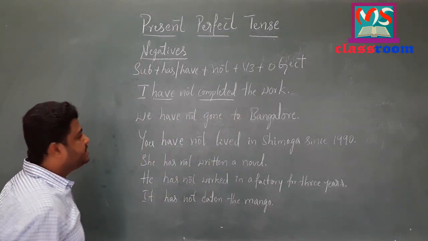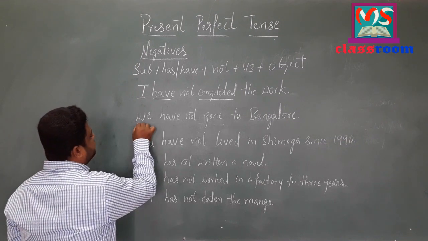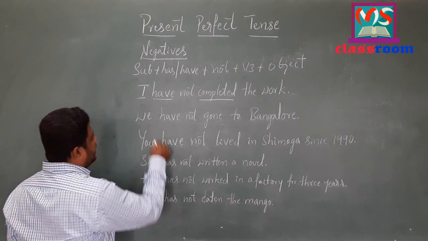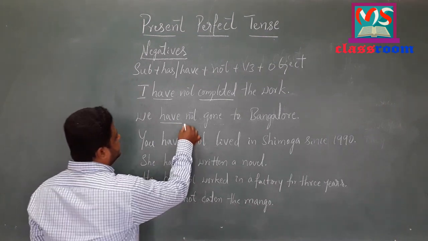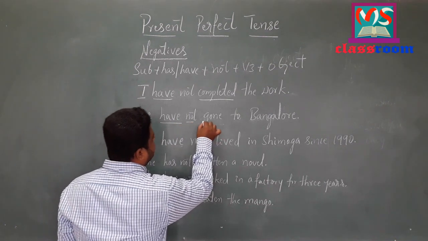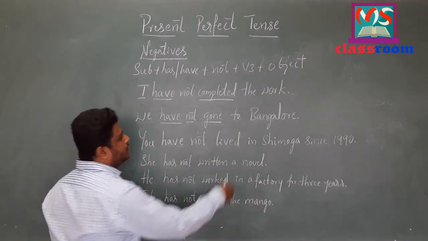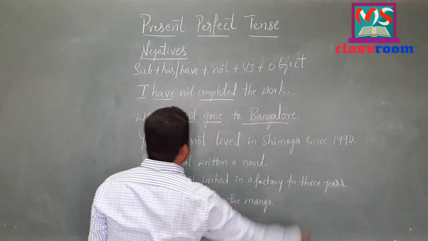Look at the second sentence. I have used first person plural we and the verb have which agrees with the subject, and then not, and then the main verb, that is gone, and then to Bangalore is the object.